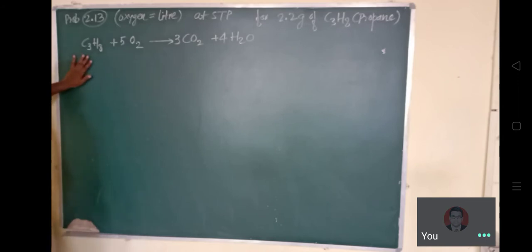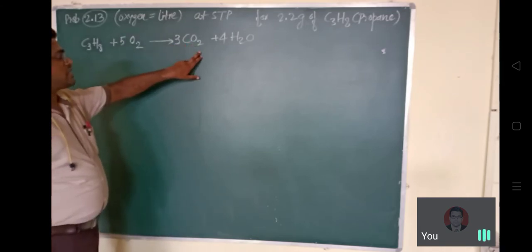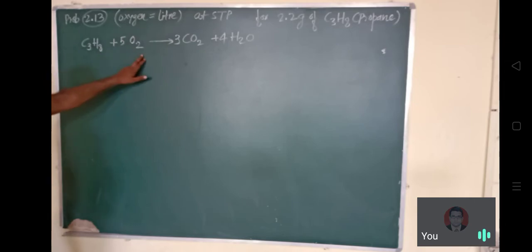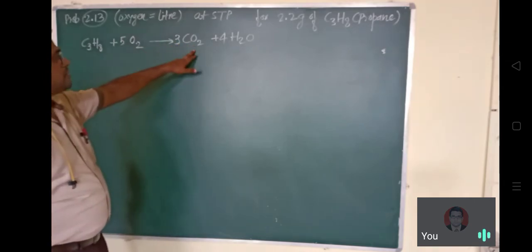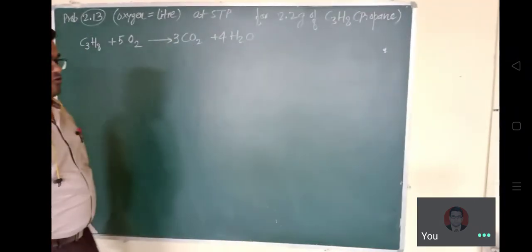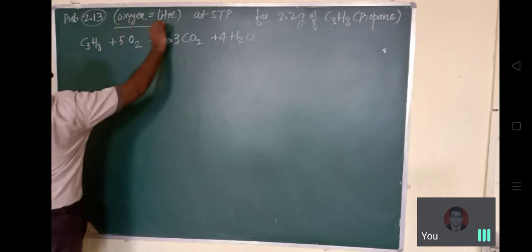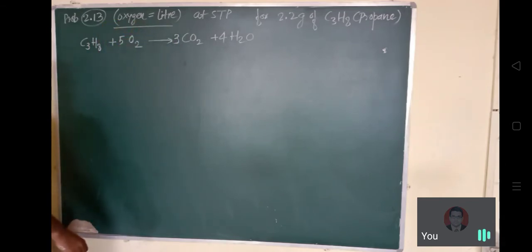So this is the reaction between propane, when it burns in the presence of oxygen, it forms 3 moles of carbon dioxide and 4 moles of water. We can read this equation as: when 1 mole of C3H8 reacts with 5 moles of oxygen, it gives rise to 3 moles of carbon dioxide and 4 moles of water at STP, that is standard temperature and pressure. What we have to find out is the oxygen, in terms of liters.